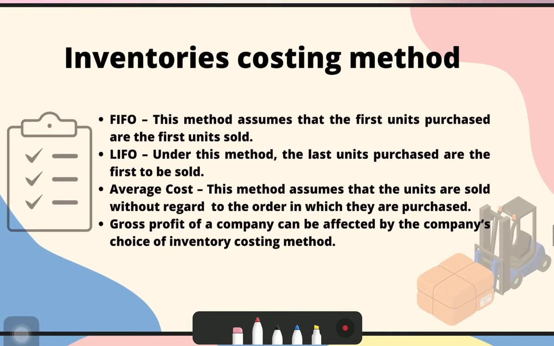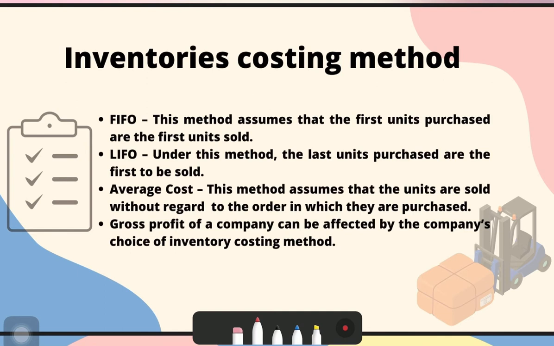So these are the inventory costing methods: FIFO, LIFO, average cost. FIFO is the method that assumes the first unit purchased is the first unit sold. First in, first out. First unit purchased, first unit sold dulu.